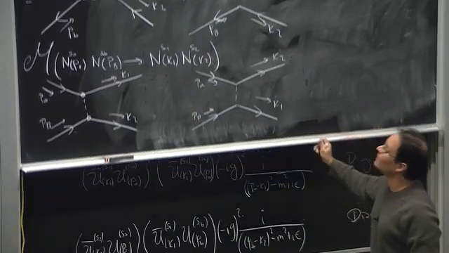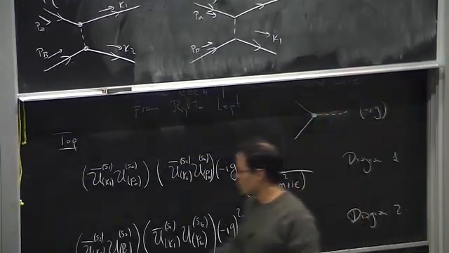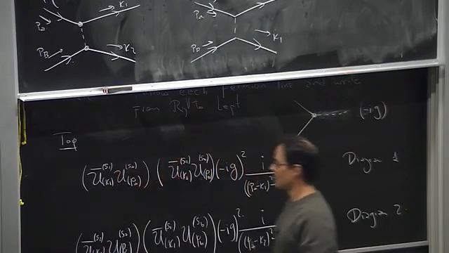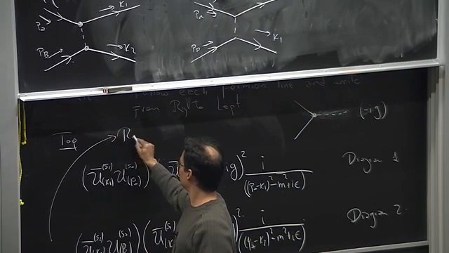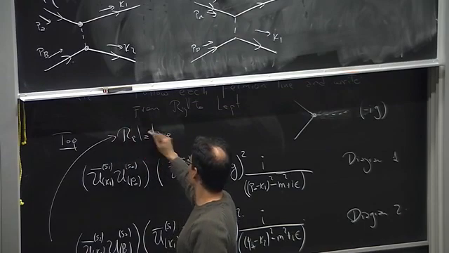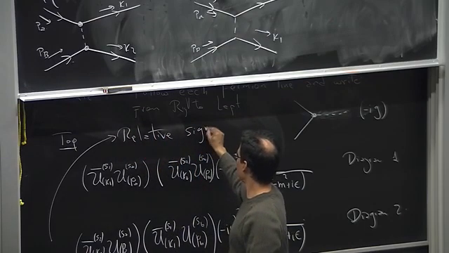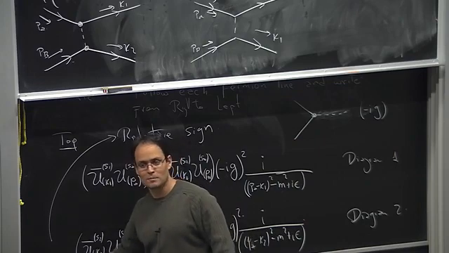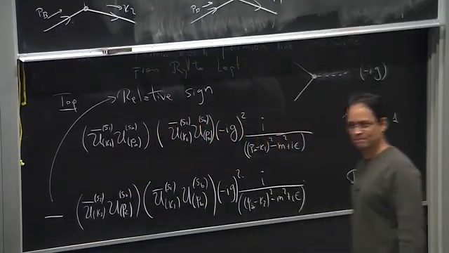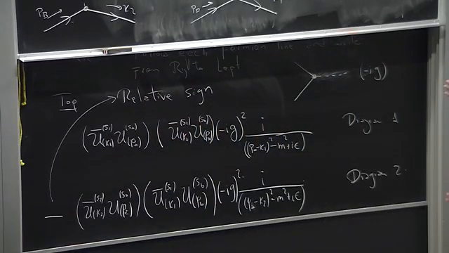So if I swap them to make this natural, I would produce a minus sign. So in fact, we're supposed to put a minus sign here. And this is a relative minus sign. The overall sign is not important. The important thing is that there is a relative minus sign between the two diagrams. Now you can see what the rule in general is.